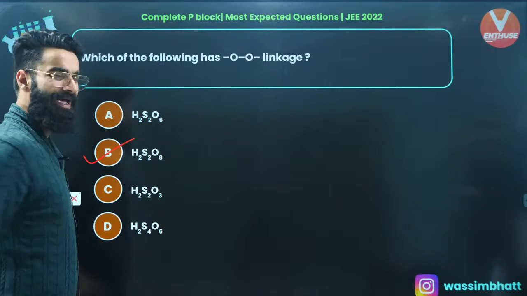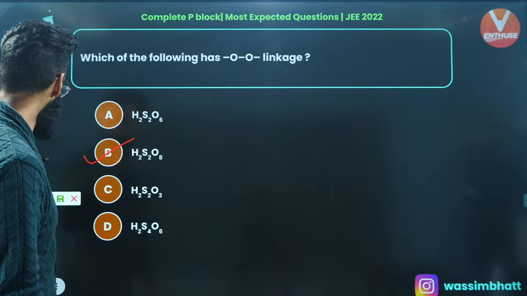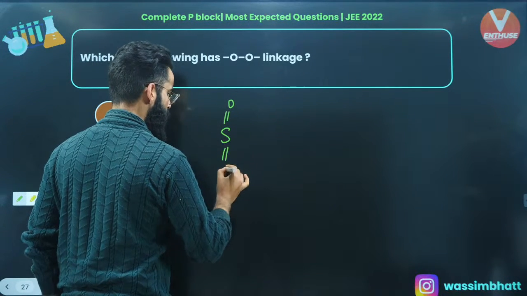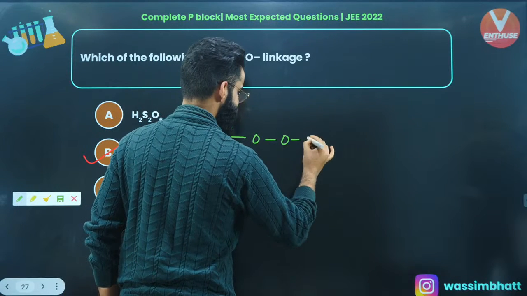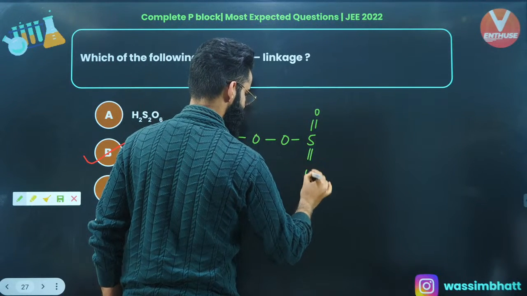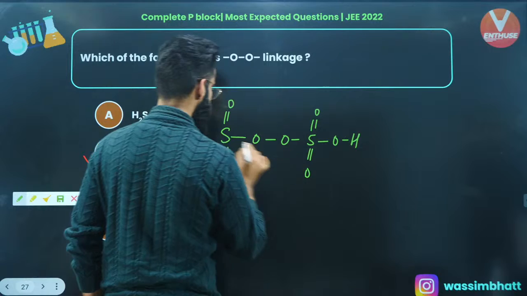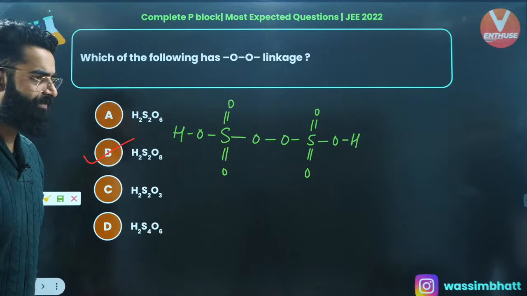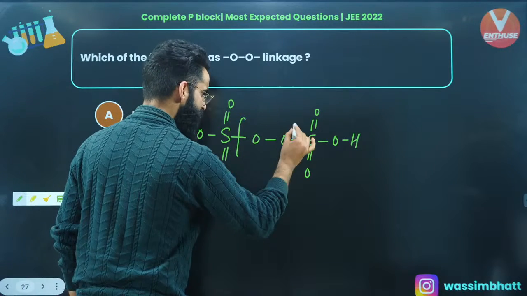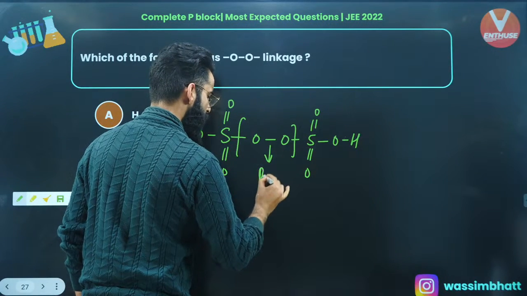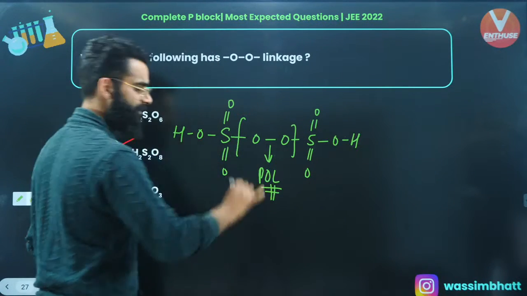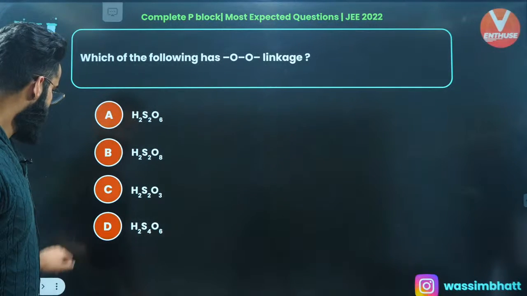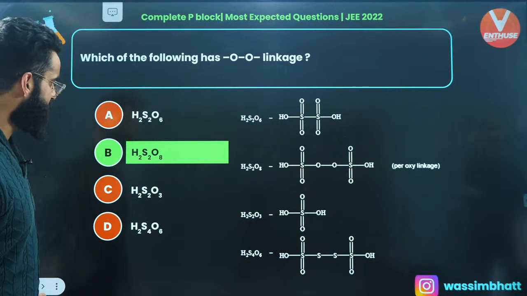Absolutely, it's H2S2O8, which you call Marshall's acid as well. If you want to have a look at the structure of H2S2O8, it is something like this. This is basically the structure of your H2S2O8, which we call Marshall's acid, and over here in between you can see this is the peroxide linkage. So that's something which you wanted to check. So it's H2S2O8, which is going to be the correct answer of this particular question.